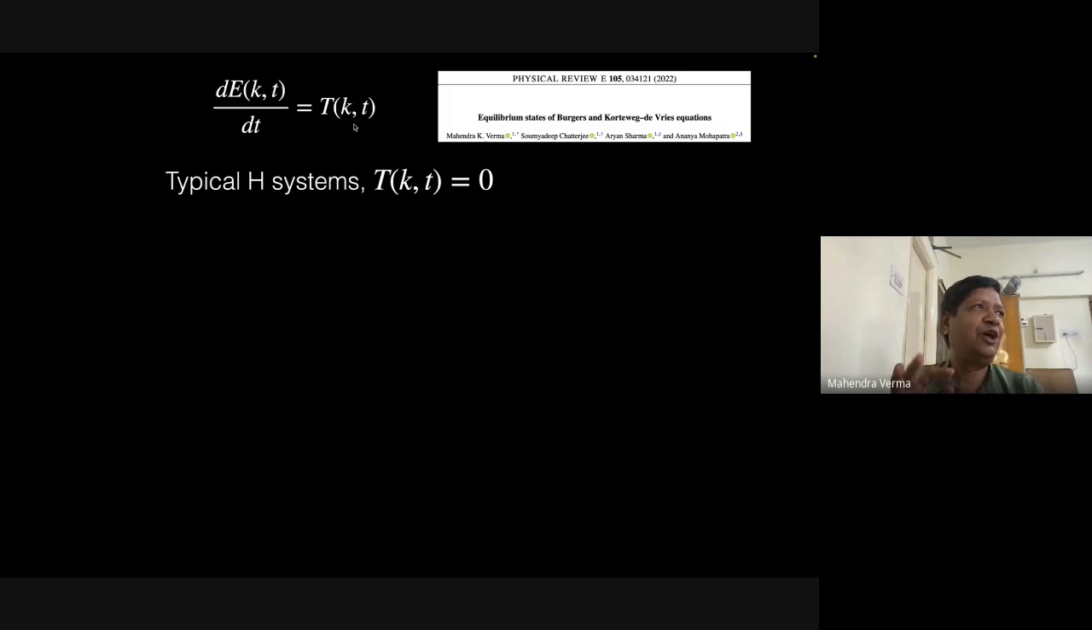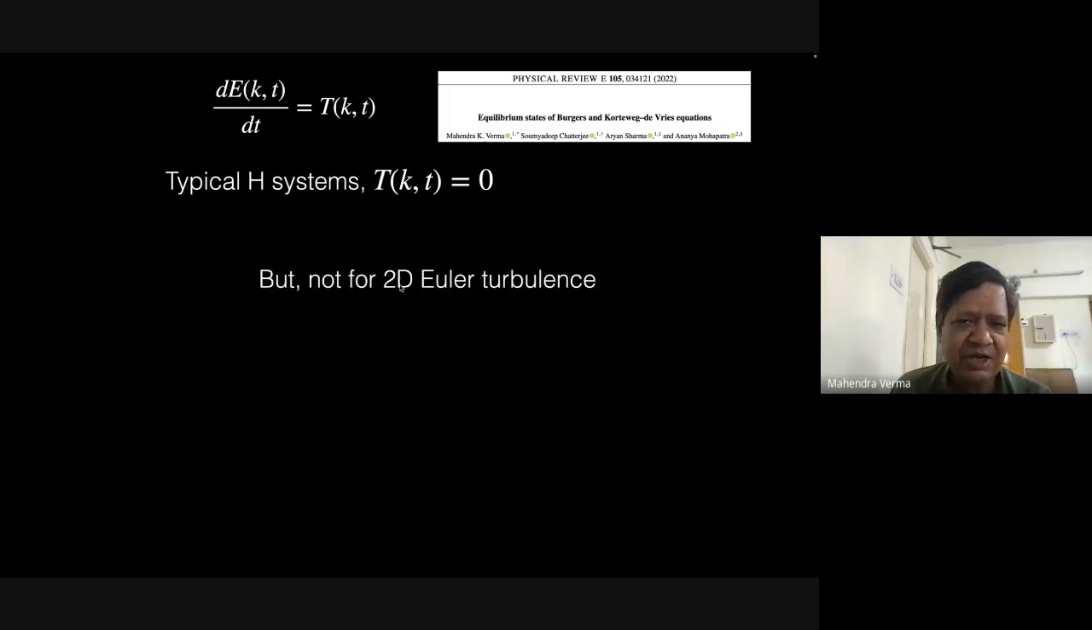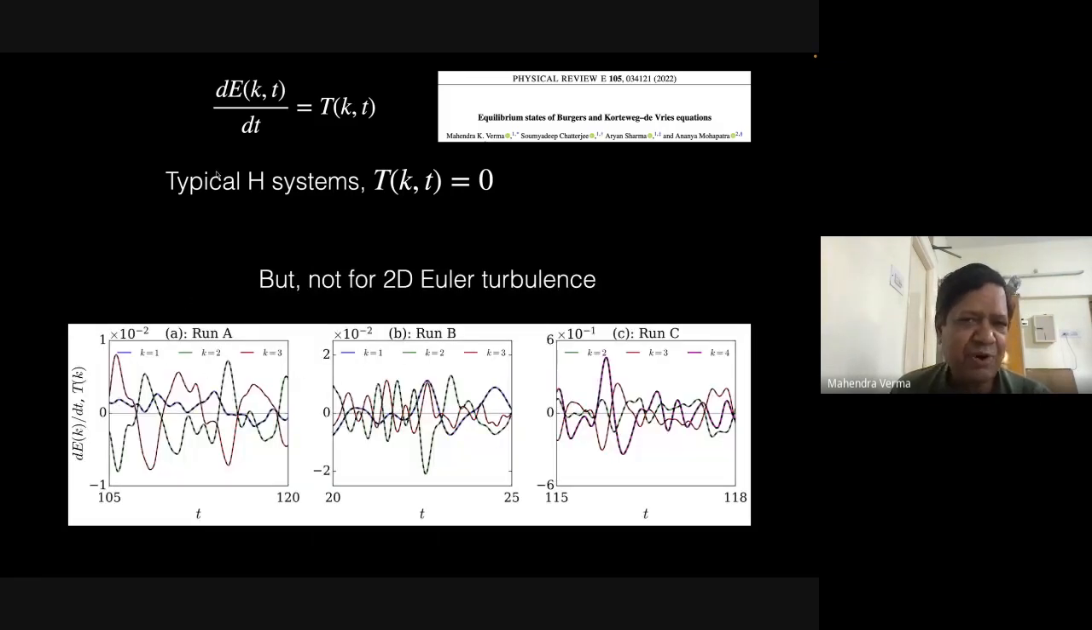In equilibrium, the people are exchanging small energy among themselves, like in an ideal system where everybody has the same money. Well, I won't say it's ideal, but anyway, in such a system Tk is 0, and the energy will not change with time. The Ek will not change with time. But in our system, we plotted this dEk/dt, both this quantity on the left-hand side and the right-hand side. The dashed black line is Tk, and the solid line is this derivative.